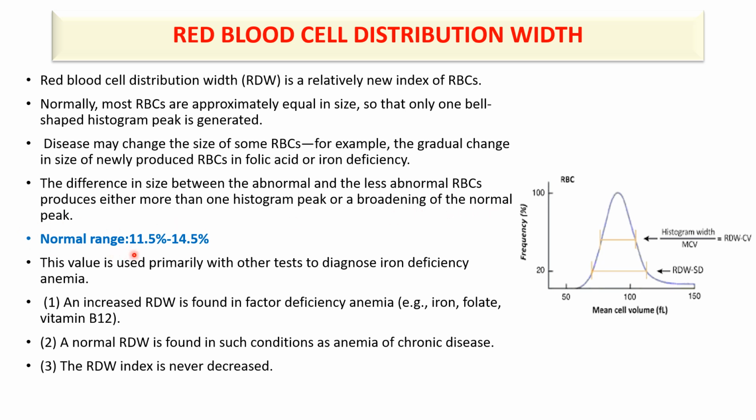Normal range is 11.5 to 14.5%. This value is used primarily with other tests to diagnose iron deficiency anemia. An increased RDW is found in factor deficiency anemia, for example, iron, folate, vitamin B12 deficiency anemias. A normal RDW is found in conditions such as anemia of chronic disease. The RDW index is never decreased.